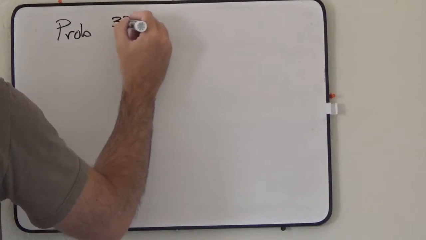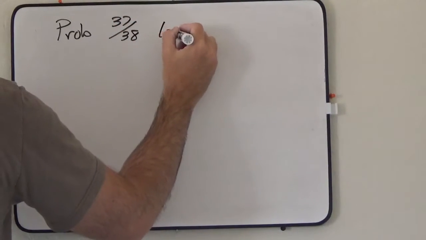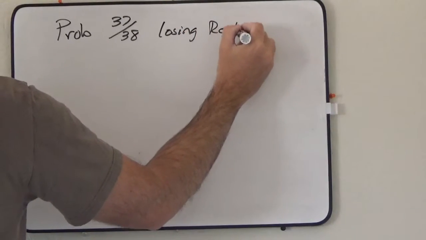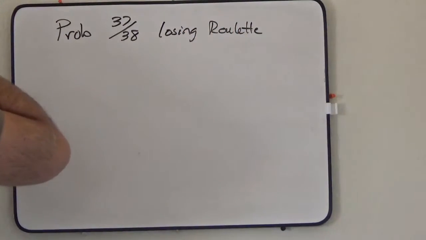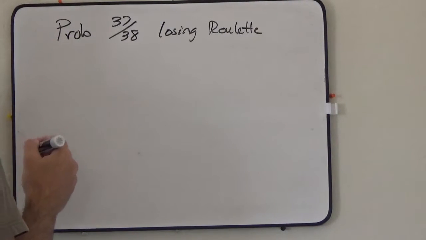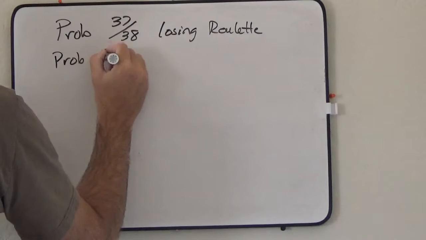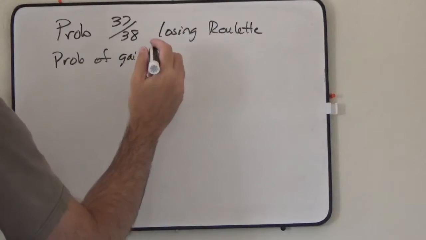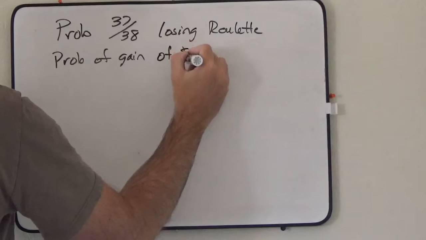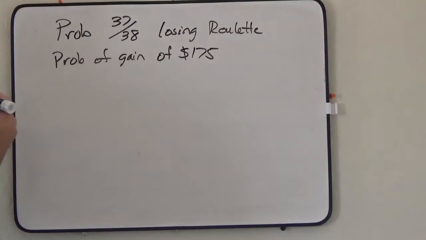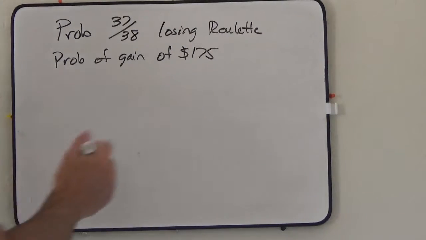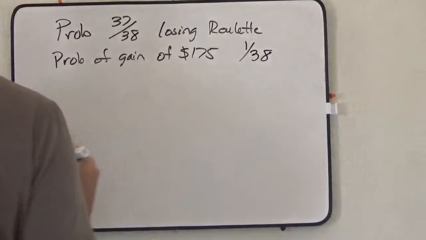Anyway, our first question says the probability of losing at roulette is 37 out of 38. And the probability of getting a gain of $175. Now guys, the reason why it's a gain of $175, you win $180, but you paid $5, so your net gain is $175. Okay, so that's what we're referring to here. That is a 1 in 38 chance.